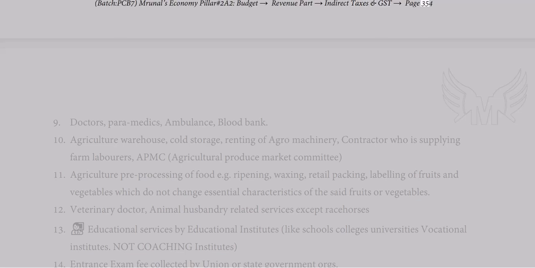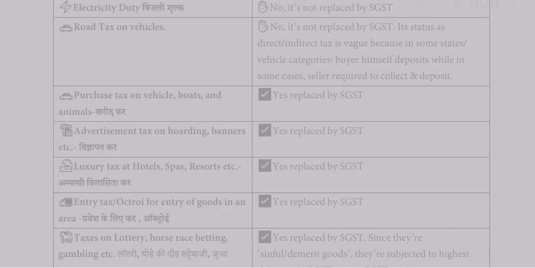Electricity duty: no, it's not replaced by SGST. Road tax on vehicles: no, it's not replaced by SGST. Its status as a direct or indirect tax is vague because in some states, for certain vehicle categories, the buyer himself deposits it, while in some cases, the seller is required to collect and deposit.